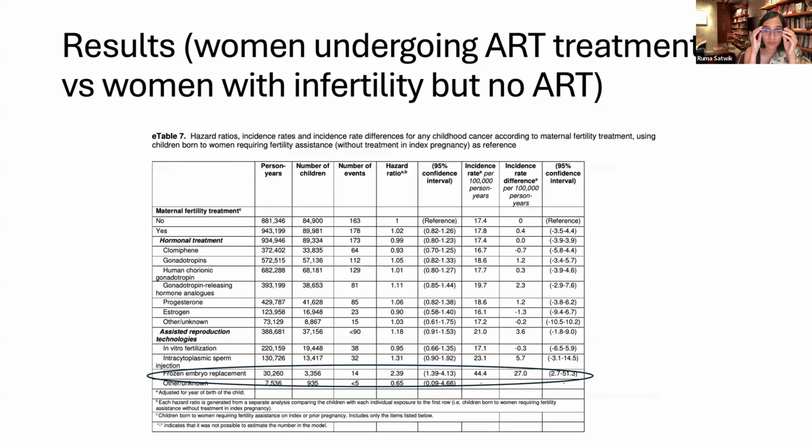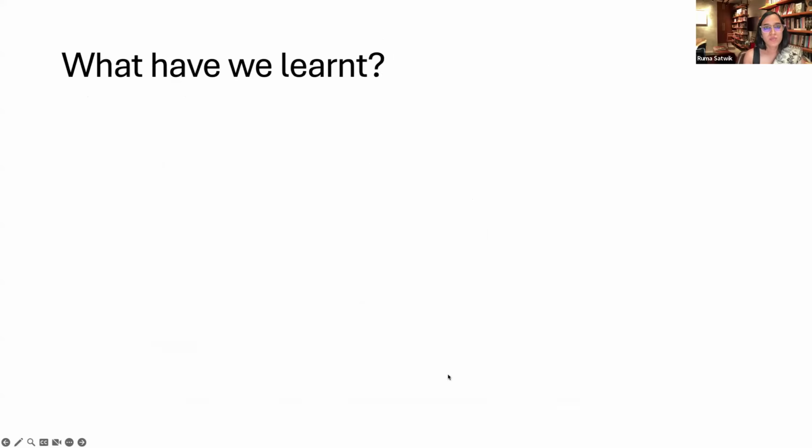And because they were also interested in whether this is underlying infertility or no infertility, they can make this comparison between ART treatments versus women with infertility but no ART. And the effect remains. The hazard ratio is still equally high, slightly reduced from 2.45 to 2.35. Confidence interval still remains high. And so they're able to make those conclusions, right?